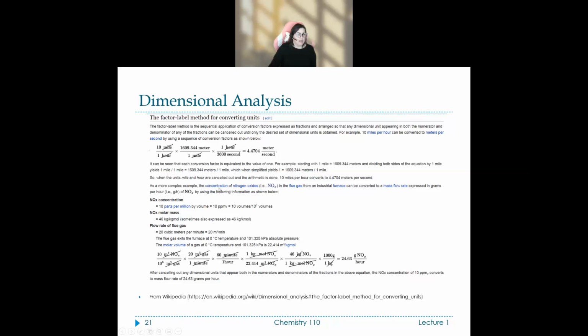We can look at a slightly more complicated thing, all right? I don't care that you understand what we're talking about with all of this stuff, okay? We talk about the definition of NOx concentration being in parts per million by volume. We talk about the molar mass as being in kilograms per kilojoule moles, okay?